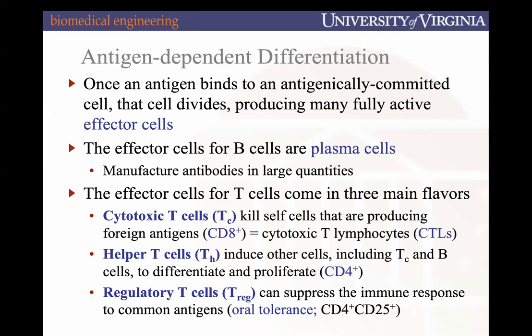The next class is our helper cells. These are our CD4 positive T cells. Their task is to go to the site of infection or the site where this invading pathogen is, and to equip the other cells to fight the infection or fight the invading pathogen. And so we typically will refer to these as either helper T cells or CD4 positive T cells.